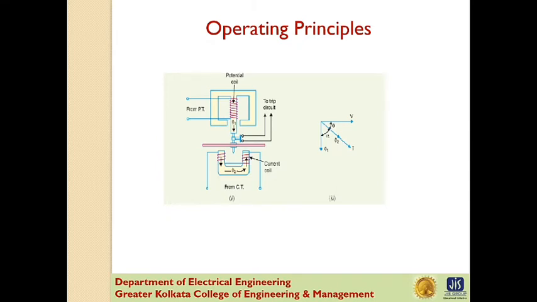Next is the operating principle. The flux phi1 due to the current in the potential coil will be nearly 90 degree lagging behind the applied voltage, and the flux phi2 due to the current coil will be nearly in phase with the operating current I.